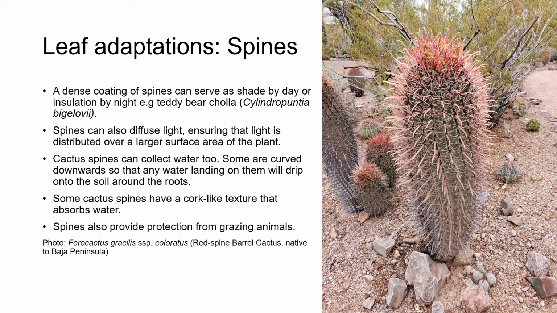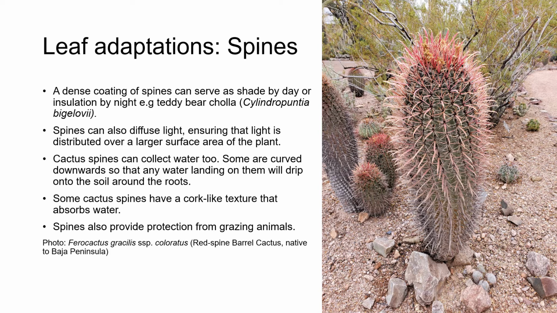Sticking with the spiny leaf adaptations, a dense coating of spines can also provide some shade for the stem by day and act as insulation by night. Remember that some deserts can experience sub-freezing temperatures in the winter. An example of this would be the teddy bear cholla. Spines can also diffuse light, ensuring that light is distributed over the plant's entire surface area, and this can help improve photosynthesis.